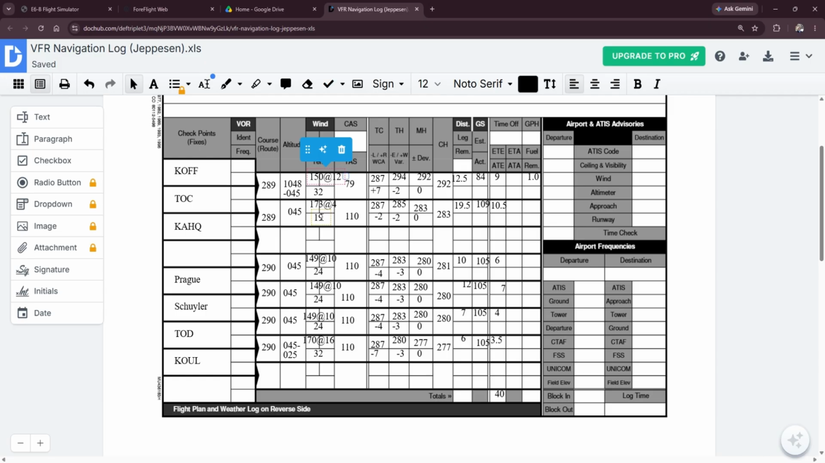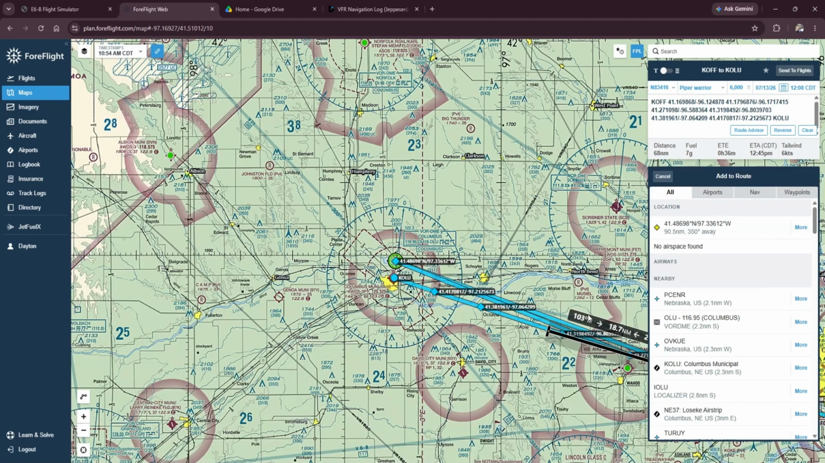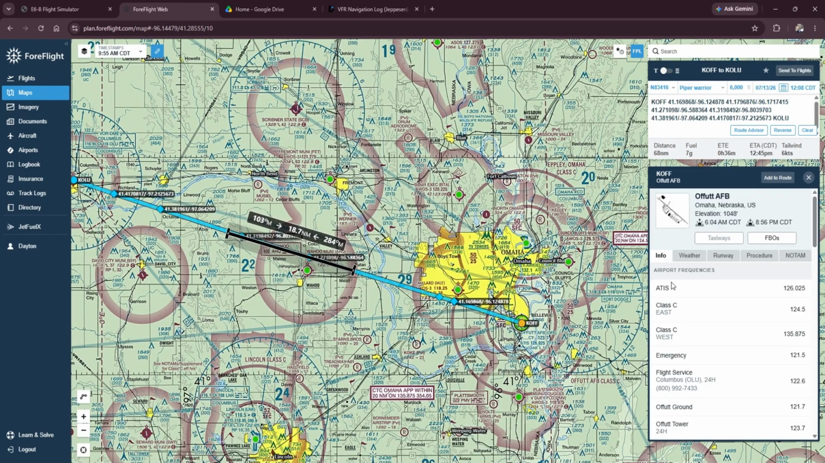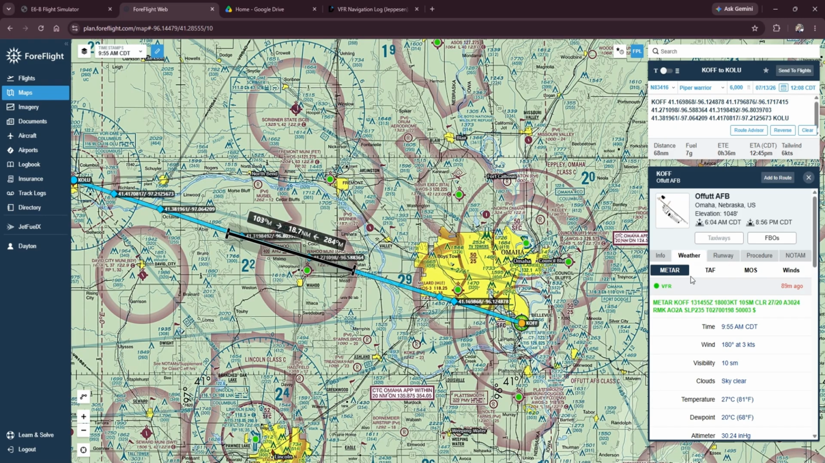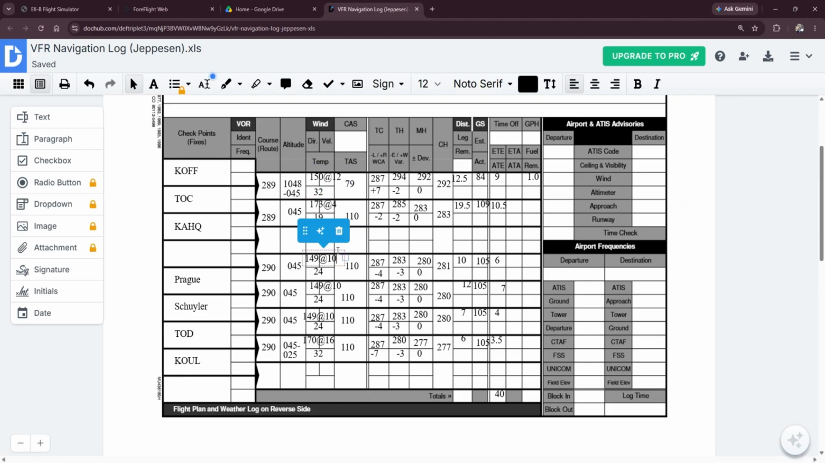So our wind is, we'll go back over here. At the time that I made the flight plan, I believe it was 150 at 10, somewhere along those lines. Since we're departing at noon today, remember, you get the right time. We're departing at noon. I'm basing it off the TAF: 150 at 12. So if I come over here to my nav log, I've typed in 150 at 12.